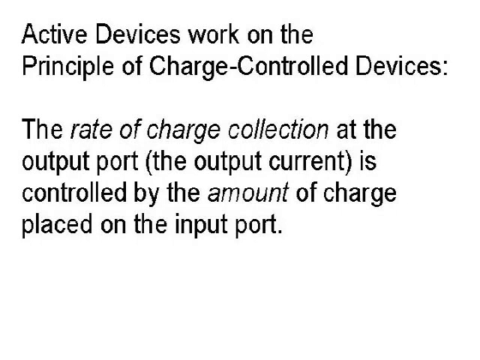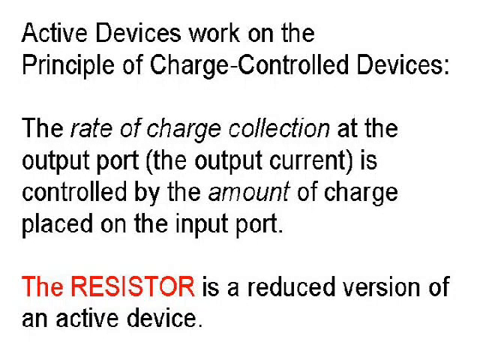Whether the device is a MOSFET, a JFET, a BJT, or even a tube, they all are three-terminal or two-port devices and work on the charge control principle. The rate of charge collection at the output port is controlled by the amount of charge placed on the input port. I'm going to illustrate this for two devices, the MOSFET and the BJT. But first, I want to introduce the representation of controlled and controlling charge in terms of a reduced version of an active device, a two-terminal or one-port device, the resistor.